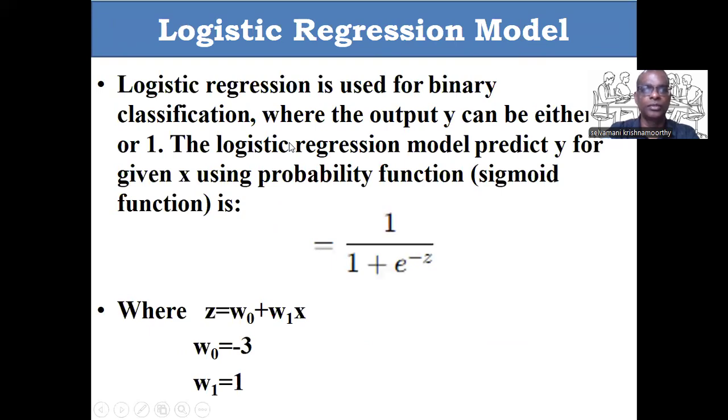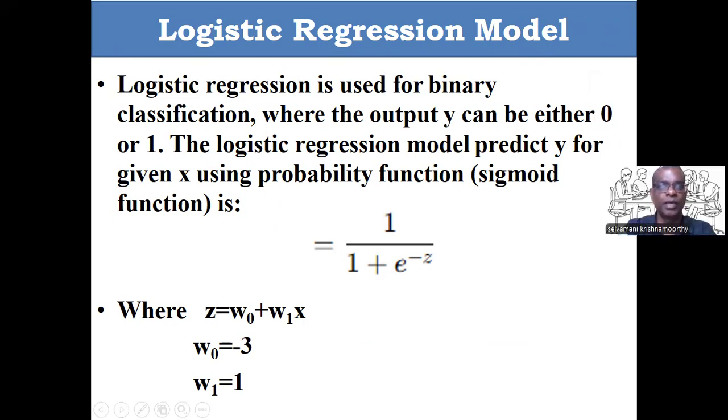Logistic regression is used for binary classification. Already for the past two lessons, we studied what binary classification means, where the output y can be either 0 or 1. The logistic regression model predicts the output y, for a given input x, using a probability function. That function is called the sigmoid function.